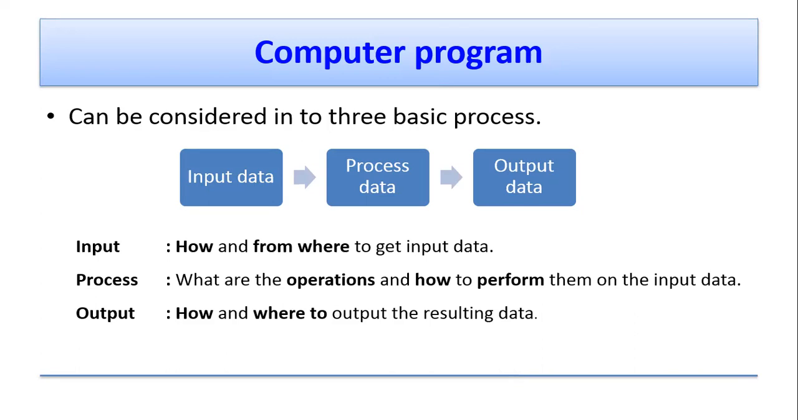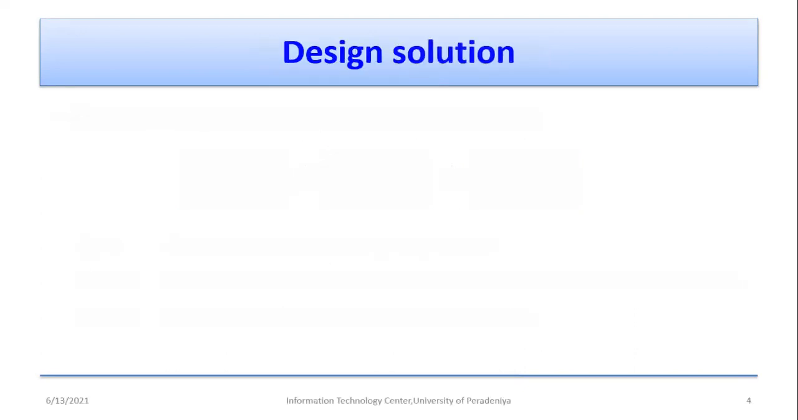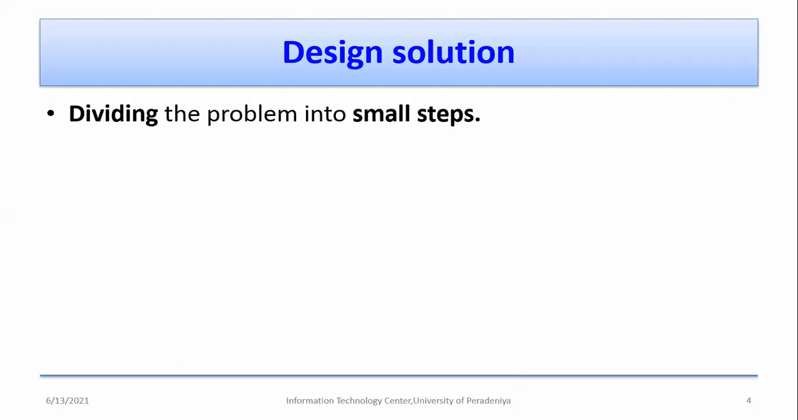So in the input phase, we have to think about how and from where to get the inputs. In the process, we have to think about what are the operations over the inputs. In output, we have to think about how and where to output the results. It may be to the monitor or to paper like printouts, or we can store the output data in storage devices. So that is the output phase.